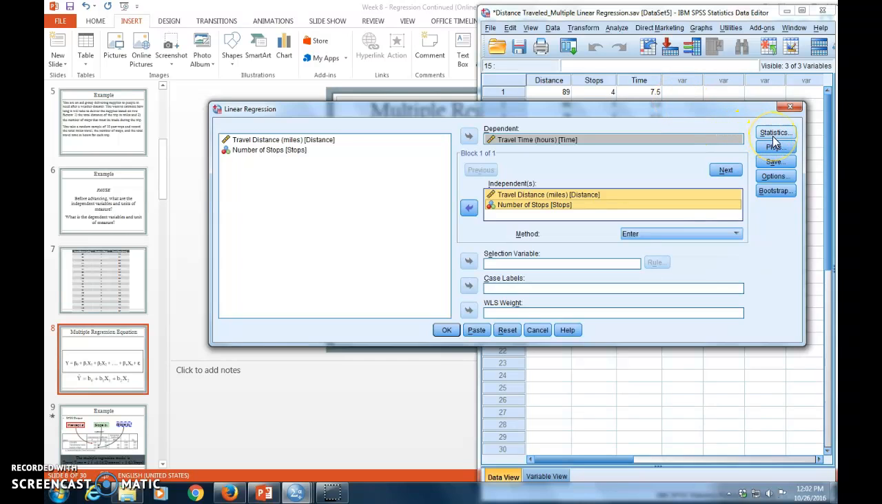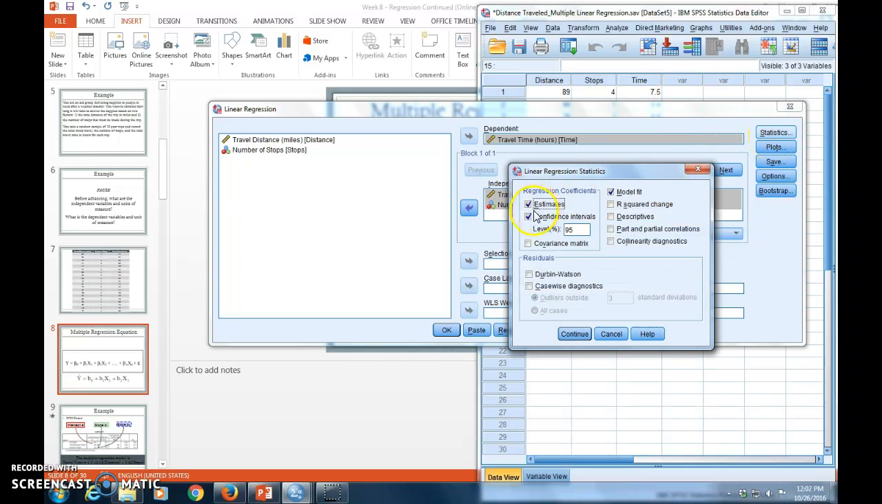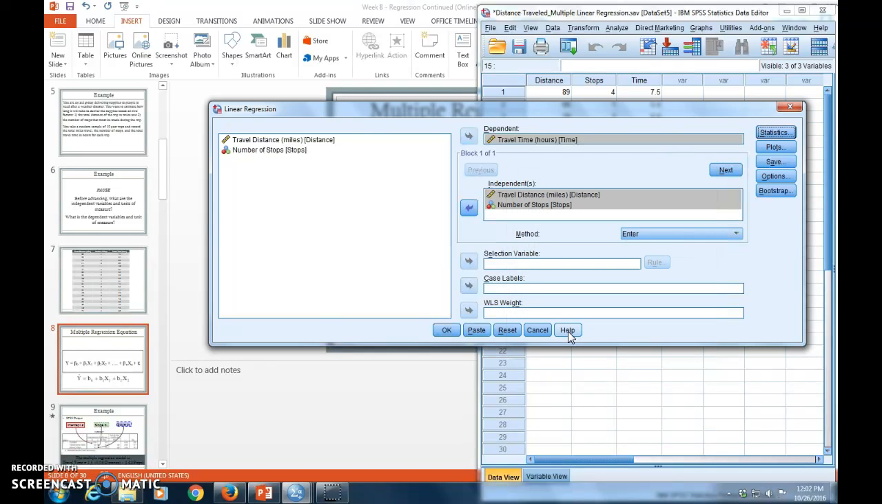One statistic that I'd like you to start incorporating is clicking on this confidence interval. By default, it will not be clicked. If you go to statistics and you add the confidence interval, it's going to give you confidence intervals for all of your beta values, which is going to be helpful.